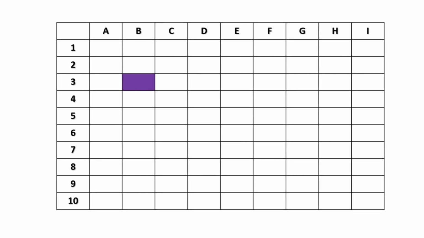Now, because all of the columns have names, letters, and all of the rows have names, numbers, all of the cells will also have names, and those names are called addresses. And the address is made up of the column letter and the row number. And all cells are unique. There will not be any two cells with the same address.